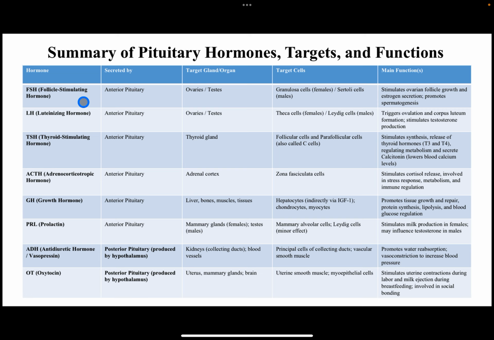Okay, good. The posterior pituitary gland hormones are not produced there. They are stored and released there, but they are not produced there. Okay, so let's be mindful of that. So these are the hormones produced by the pituitary gland.